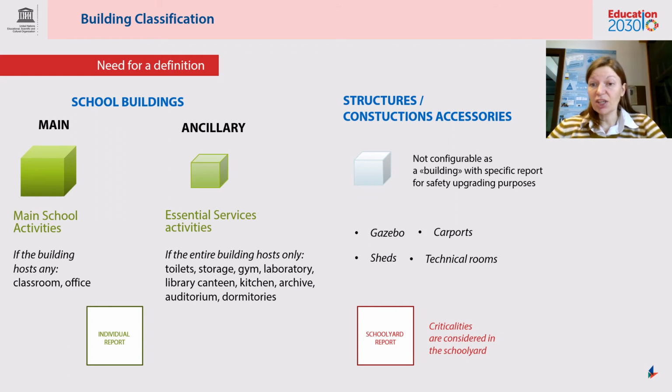Then there are the accessory structures that are not configurable as buildings, and that don't require a specific report for safety upgrading purposes. That are, for example, gazebos, carports, sheds, technical rooms, and these are considered in the schoolyard, so as an element of the schoolyard, and therein they are evaluated.